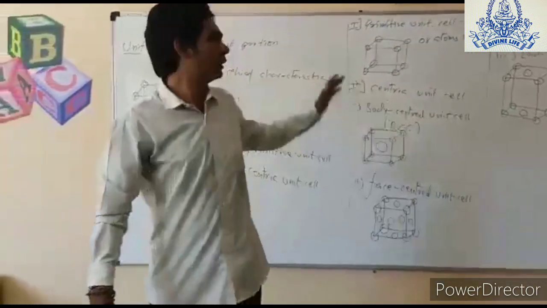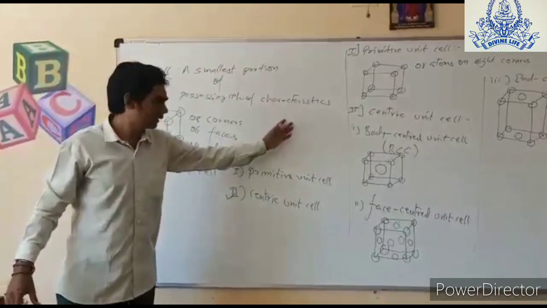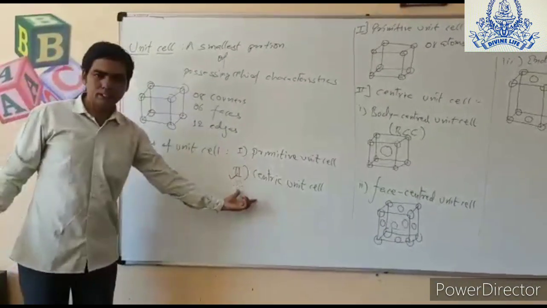So this was the unit cell, the smallest portion possessing chief characteristics. Types: primitive, centric.